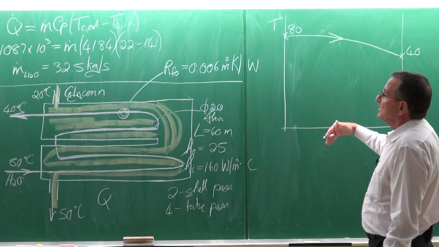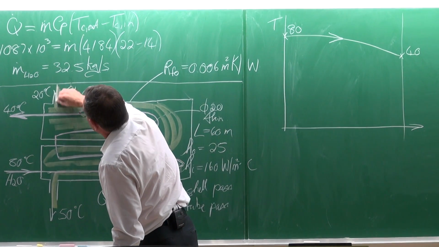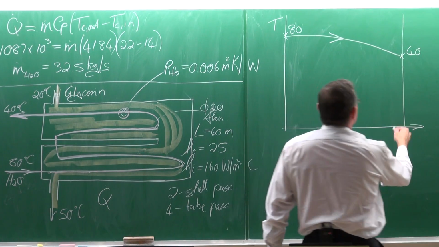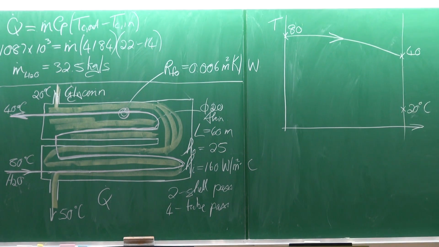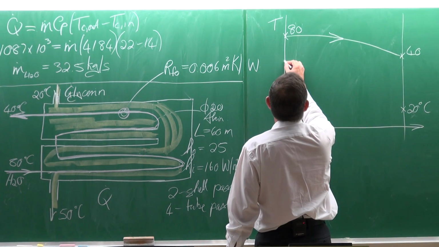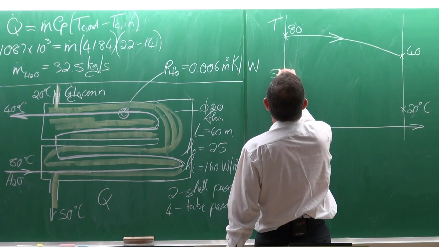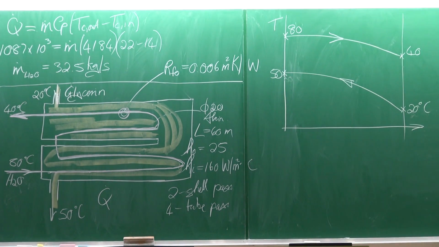Now we've got to look at the other stream, and we look at what is the inlet temperature. There's the inlet, it's 20. So to make it counterflow, that temperature there must be 20. The outlet temperature is 50. There's 50. And now we've got it as if it is a counterflow heat exchanger.